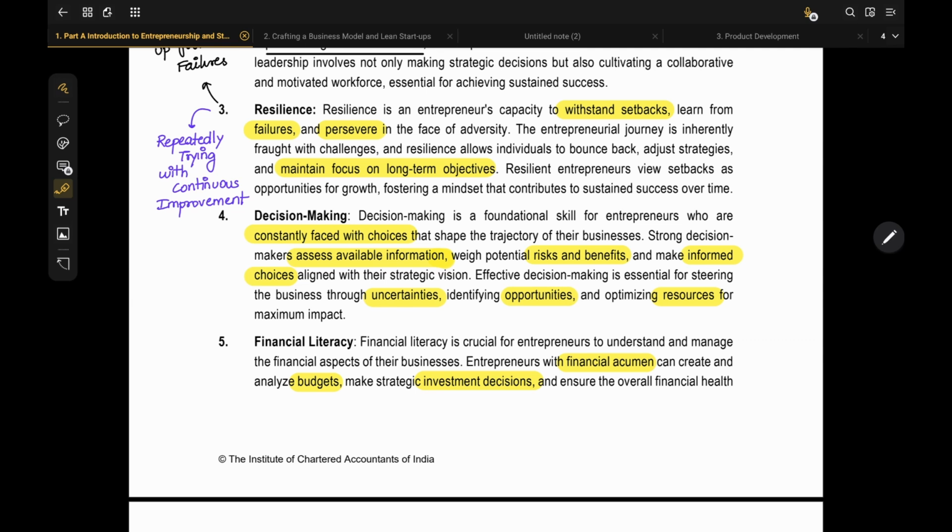And then decision making. He should make all decisions quickly, adapted to the market. He should make them in an informed manner, not in haste. He should not make wrong decisions.